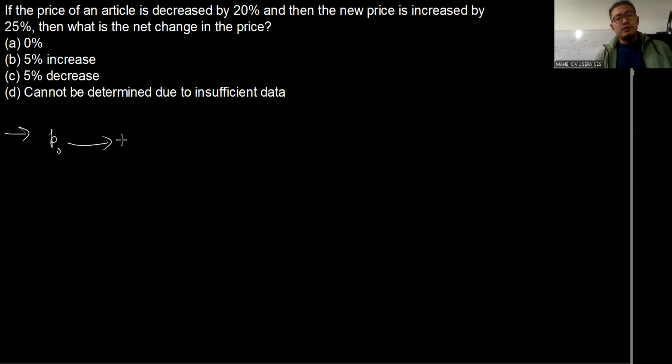P naught becomes P1, P1 becomes P2. So what is the net change in the price? P2 minus P naught divided by P naught into 100% is equal to what?